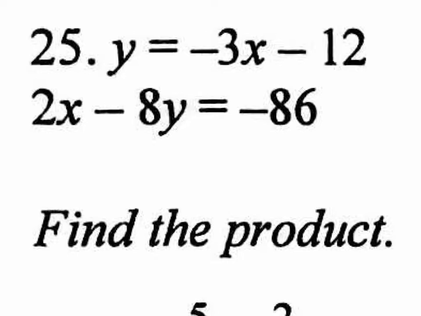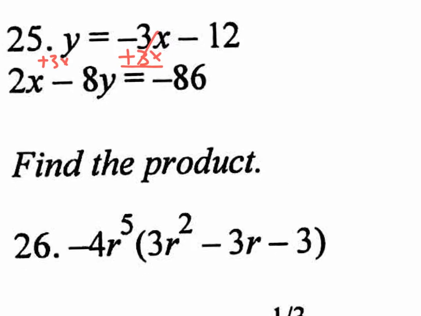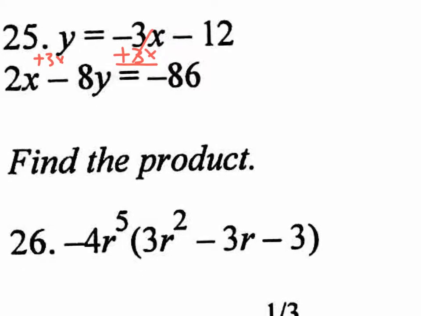So I'm going to take this top equation, and I'm going to add 3x. It's going to cancel, and whatever I do to one side, I do to the other, add 3x. So up on top, my top equation will be 3x plus y equals negative 12. Let me write that over here. It's going to be 3x plus y equals negative 12.